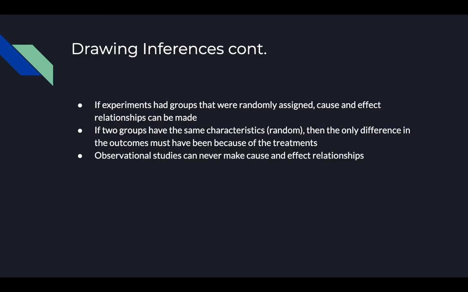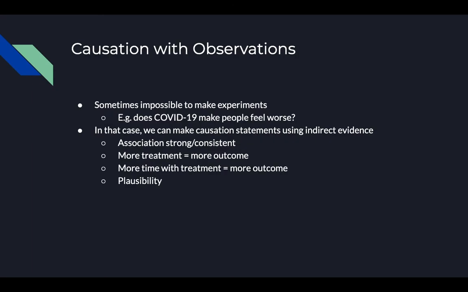And if the individuals were randomly assigned to groups, cause and effect relationships can also be made. Even if you didn't have a random collection of individuals from the overall population, as long as you randomly separate those individuals into two or more groups, the groups have the same characteristics because they're random, which means that the only difference in the outcomes must have been because of the treatments. Observational studies can never establish cause and effect relationships, so we need experiments to do that. But sometimes it's impossible to make cause and effect conclusions with experiments.